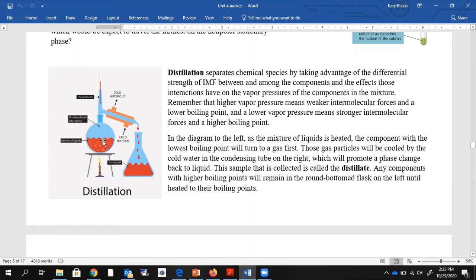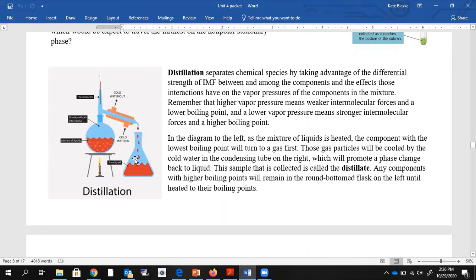You would heat that mixture. Whichever component of that mixture has the lowest boiling point would start to boil off first, turning into a gas. And then up here we have what's called a distillation tube or a condensing tube, where we run cold water through this. So as that gas rises up, it would get forced into this tube and condense back down into a liquid. So the only thing getting condensed down through that condensing tube on the right is whatever chemical is being boiled off first.